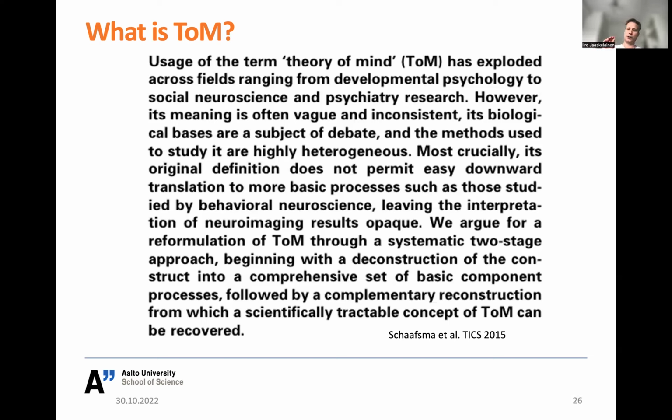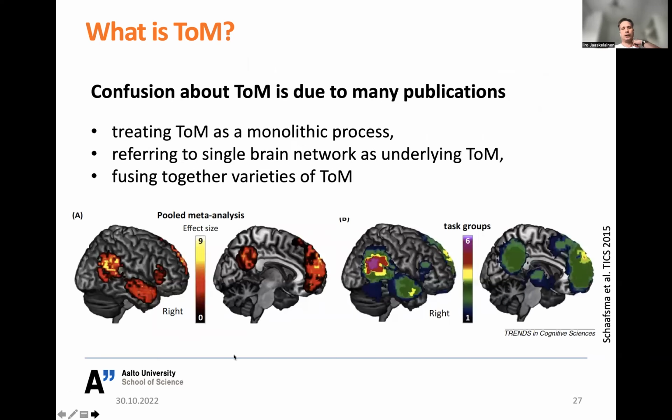And then these authors argue for a reformulation of theory of mind through a systematic two-stage approach, beginning with a deconstruction of the construct into a comprehensive set of basic component processes, followed by complementary reconstruction from which a scientifically understandable concept of theory of mind can be recovered. And these authors don't really complete this process. They just propose some ideas of how to do this. So this is an ongoing task, but they do back up their claim by some analysis, and they present some very interesting viewpoints.